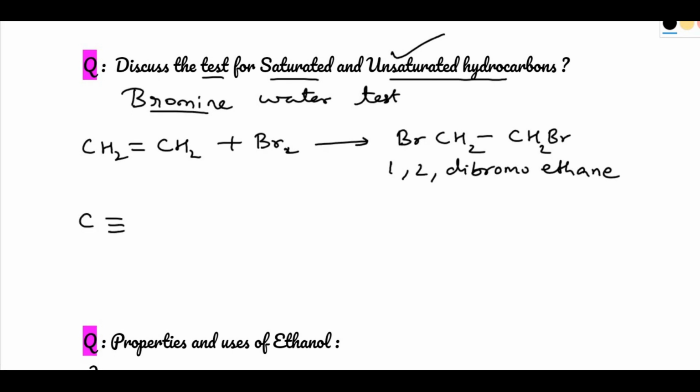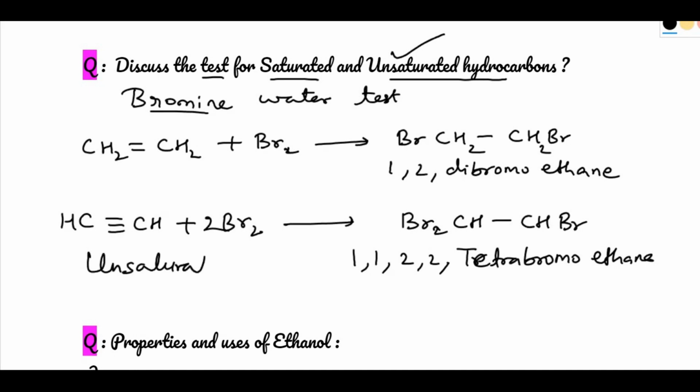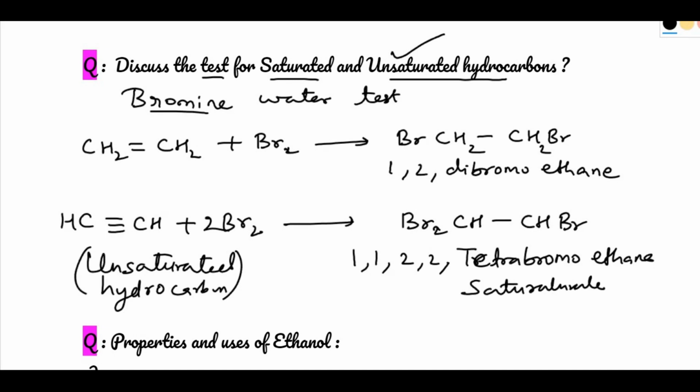The next one, alkyne, that is C2H2, with bromine water. This gives CHBr2-CHBr2. The name of the compound is 1,1,2,2-tetrabromoethane. So unsaturated hydrocarbon gets converted to saturated hydrocarbon.